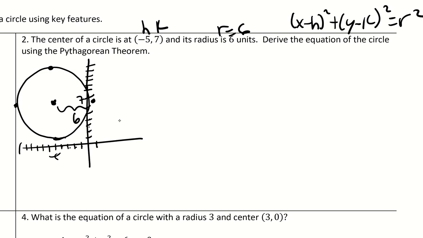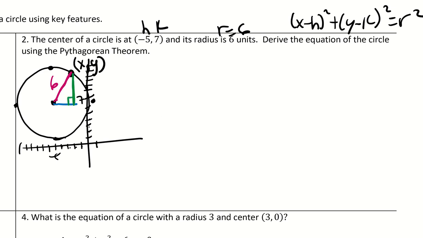Now, what we want to point out is that if I want to derive the equation of a circle, well, let's go ahead and make this point xy, because it's a generic point on that circle. We don't know where that point is, right? And we know that the radius here is 6 because that's what they told us. So what we're trying to find is this distance and this distance, in order to make a right triangle.